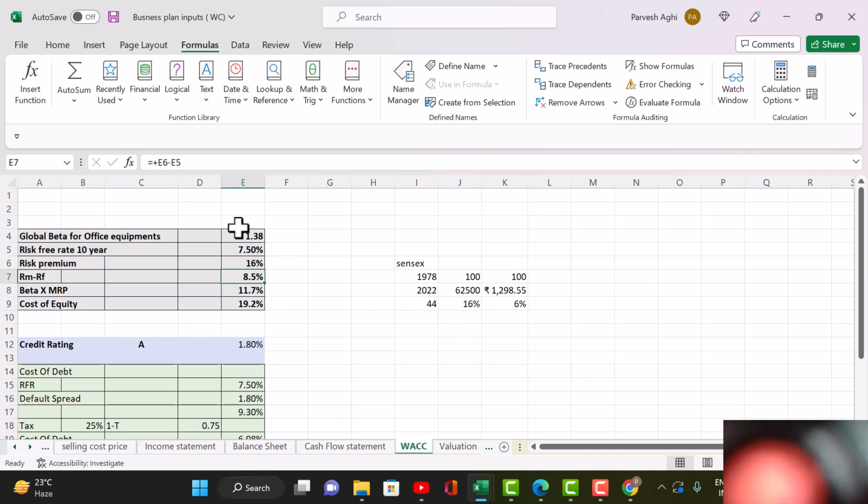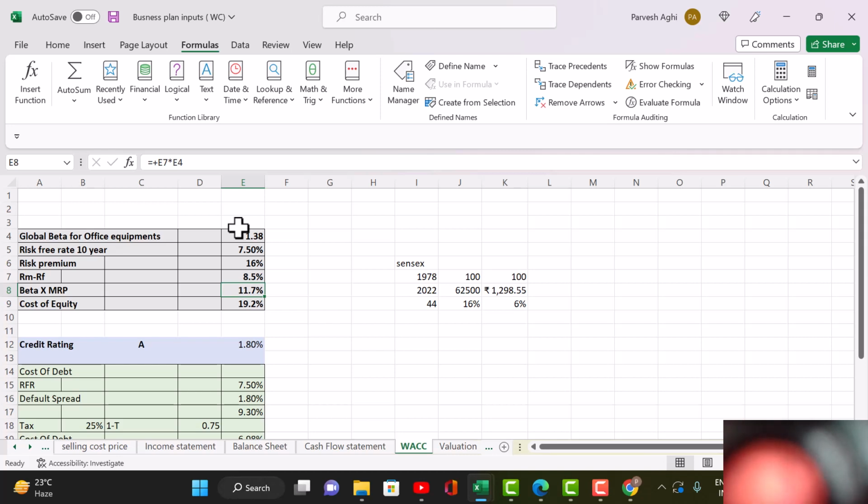8.5%. So you have earned 8.5% more. Had you parked your money in a government security, a 10-year security, you would have got only 7.5%. Now you're getting 16% by putting your money in the market. So you're getting an 8.5% risk premium. Since your stock is more volatile than the average market, the beta multiplied by the market risk premium will go up to 11.7%.